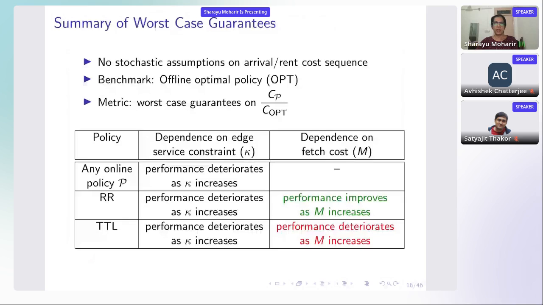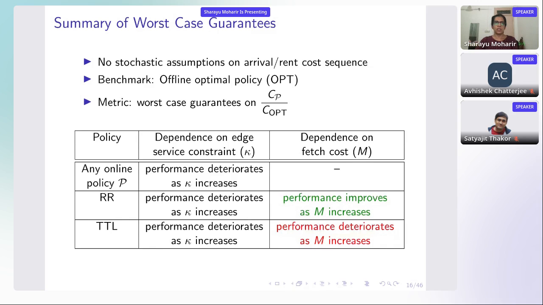So in addition to providing performance guarantees for RR, we also analyze the performance of TTL, as well as lower bounds on the performance of any policy. Our results can be summarized as follows. The relative performance of all deterministic online policies deteriorates as kappa, the maximum number of requests served at the edge in a time slot, increases. Recall that our benchmark is the offline optimal policy. Compared to the offline optimal policy, the performance of any deterministic online policy deteriorates linearly with kappa.